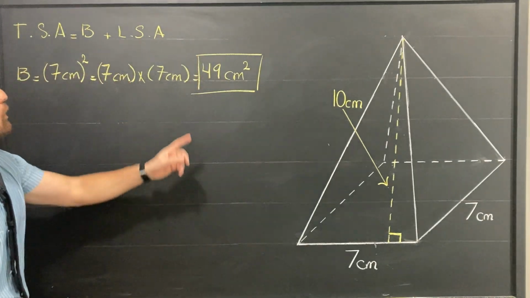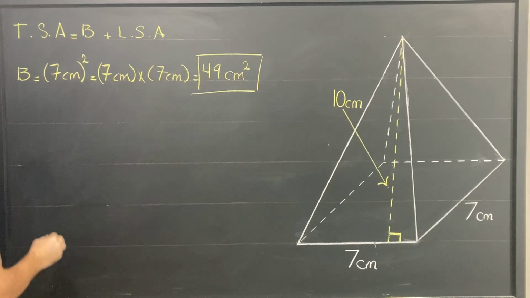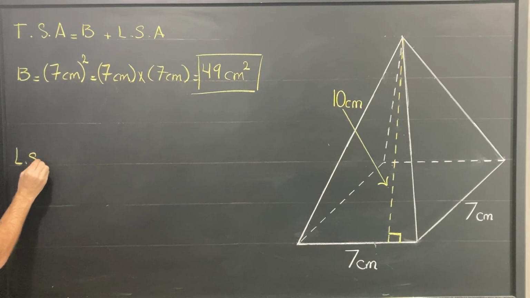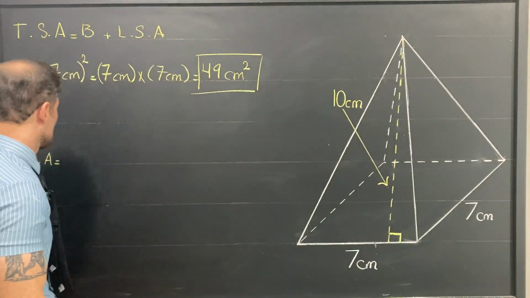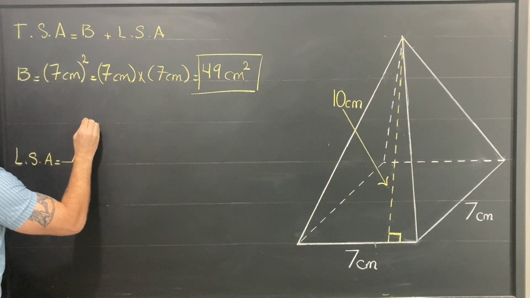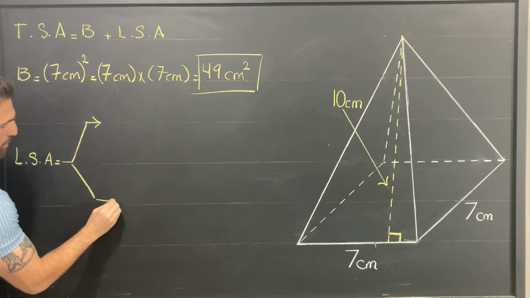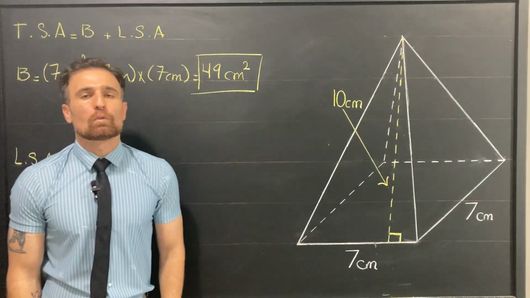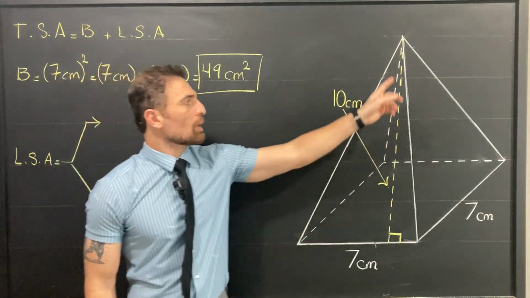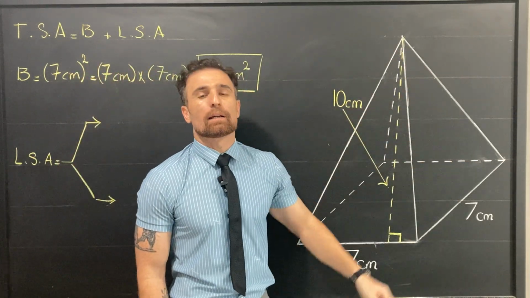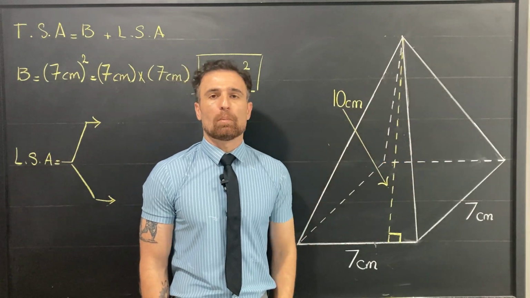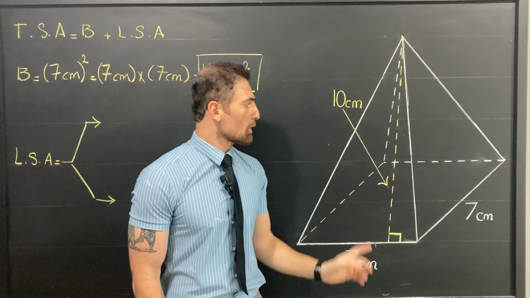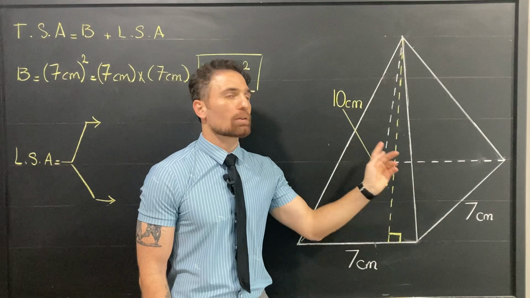Now we need to find the lateral surface area. To find the lateral surface area, we can use two ways. Let me start with a simple way. As you know, each lateral face is a triangle. So we can find the area of a triangle and multiply it by 4, because we have 4 faces as lateral faces.